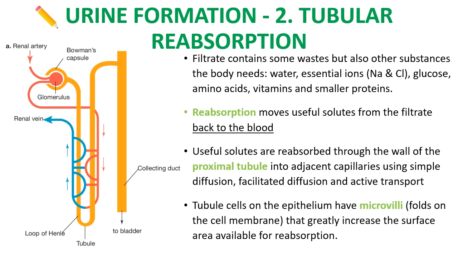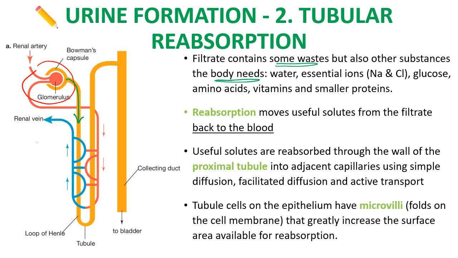All right, so we've done our filtering up here in the glomerulus. Then the filtrate starts to pass down through the tubule. But the problem is the filtrate is just filtering out everything small. And the problem with that is a lot of these small particles are actually beneficial that the body needs. So the filtrate contains some wastes, but a whole lot of other substances that we actually need.